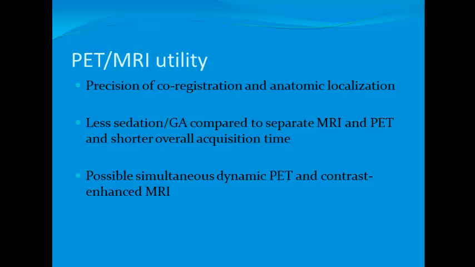So first, about the utility of PET MRI, as we've been discussing already, one of the advantages as expected would be the ability to co-register the PET images with the MRI images to get improved anatomic localization. Additionally, in pediatrics, the main driving force is the fact that patients would require less sedation if they were to get one procedure as opposed to going to a PET and an MR or a PET and a CT. Combining it into one would mean that they'd spend less time being sedated or under general anesthesia, and also would reduce the total acquisition time. And there's also a possibility of getting additional functional data through dynamic PET or contrast enhanced MR type functional information.